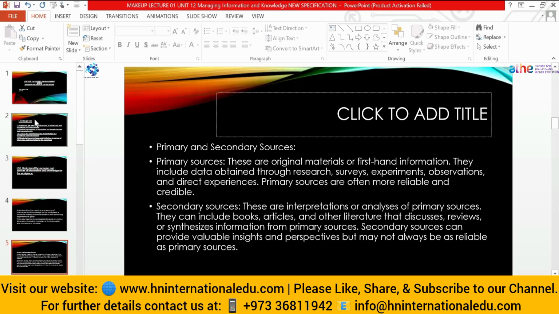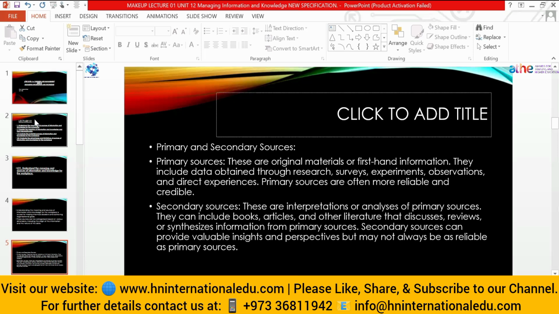Why? It is necessary here as well because once you get the information which is raw, you are going to do a thorough analysis on it. You need to see it from every aspect. Now, these include books, articles, and other literature that discusses, reviews, or synthesizes the information from the primary sources. Other literature means the case studies, past papers, research articles, AGM journals, and different extracts from different sources.